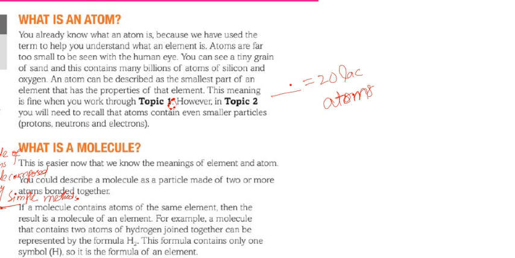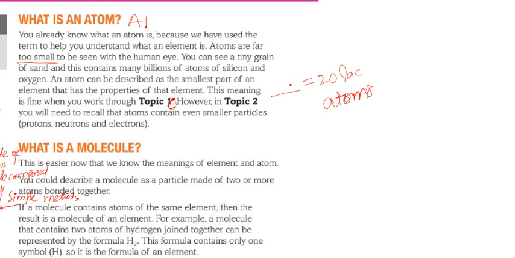Okay, so here we make it clear. You already know what an atom is, because we have used the term to help you understand what an element is. You have studied that an element is made up of some type of atoms which cannot be decomposed by simpler chemical methods. Atoms are far too small to be seen with the human eye. Actually, atom is a Greek word. It is derived from atomos.